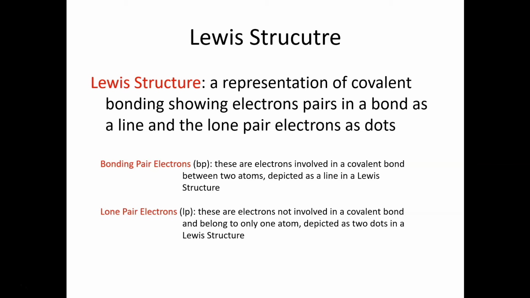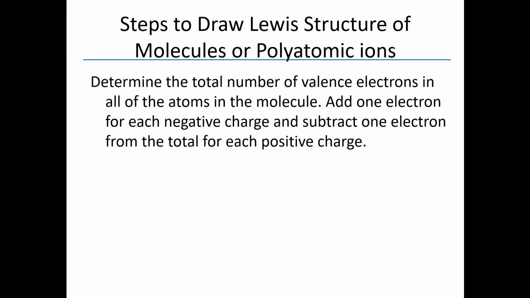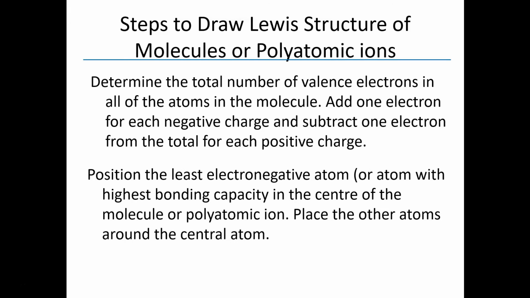Okay, and when we're doing our Lewis structure, we have two types of electrons: those that are involved in bonds, which we call bonding pair electrons, and those that belong only to one element, which we call lone pairs. Remember, we want to determine our total number of valence electrons, and we'll add for negative charges and subtract for positive charges.